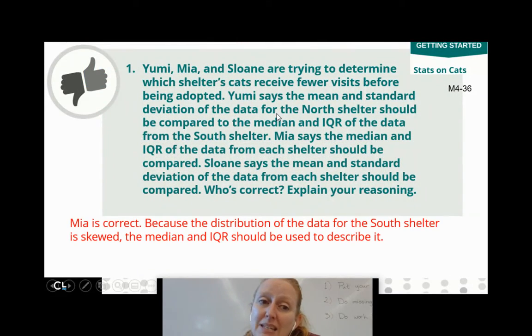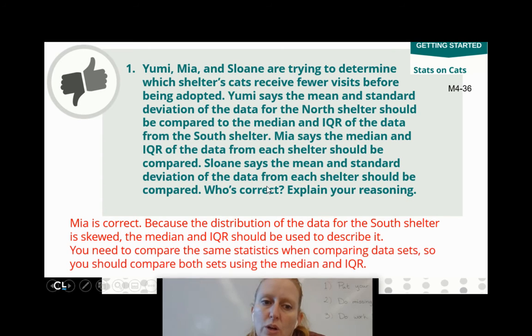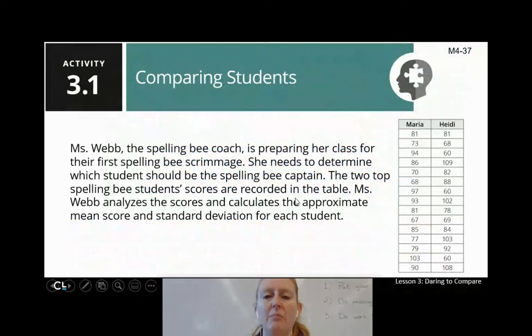So Mia's on it. Because the distribution for the data for the South Center is skewed, we've got to use the median and interquartile range. If even one of these is skewed, you've got to use the median and interquartile range. And you have to compare the same statistics. You can't use different statistics for different things. That doesn't help us. So let's find the median and the interquartile range for both of them. That would be a good way to compare.